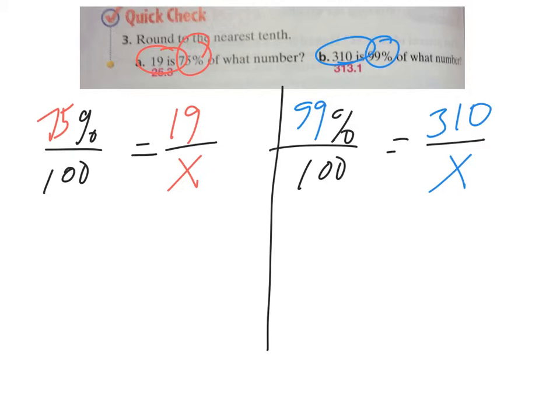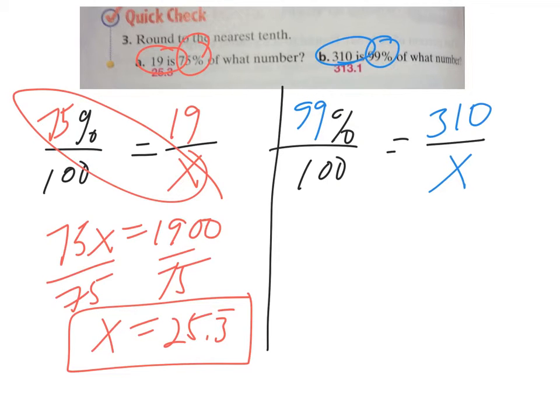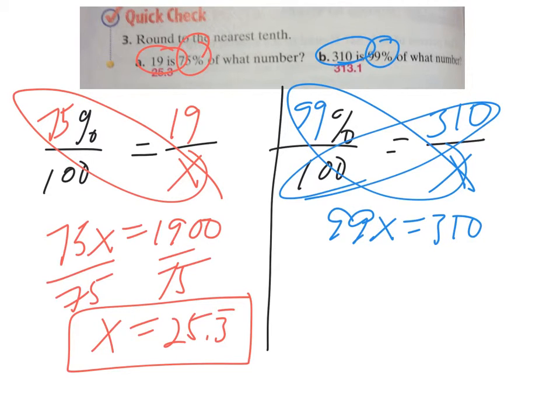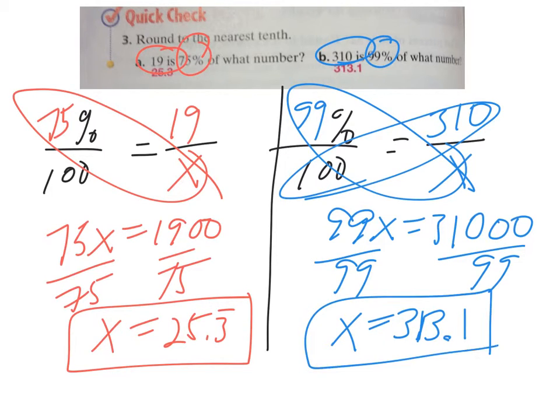All right, so back to the first one here. We'll finish up the math on it. So we've got 75x equals 1900. Divide off that 75 from both sides, and x is 1900 divided by 75. We're going to get 25.3 repeating. There we go. And the other one, we're going to get 99x equals 31000. Divide off that 99. And x is 313.1. There you go.